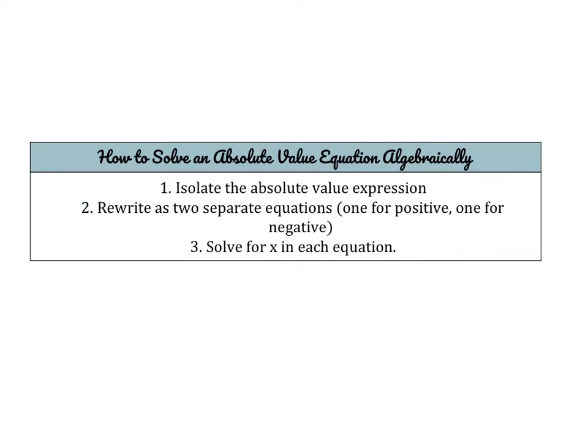So here's the steps for how to solve an absolute value equation algebraically. So first, you're going to do everything you can to isolate the absolute value expression. So anything that's outside of your absolute value needs to be moved to the other side of your equation. Then you're going to rewrite your single equation as two separate equations, one for the positive version of the absolute value and one for the negative, and then you solve for x for each equation separately.